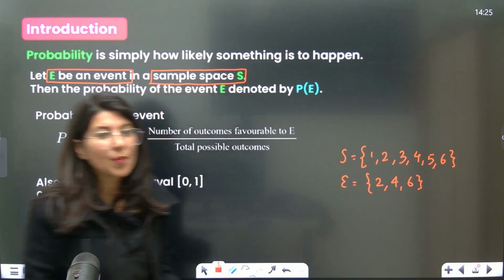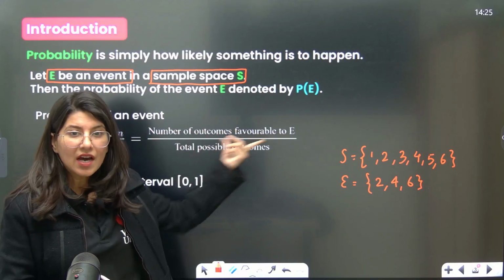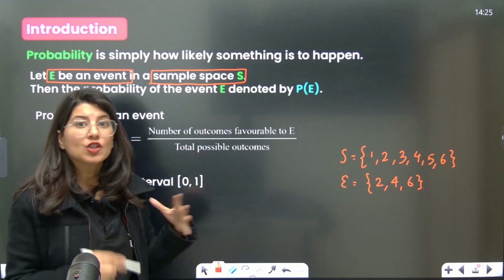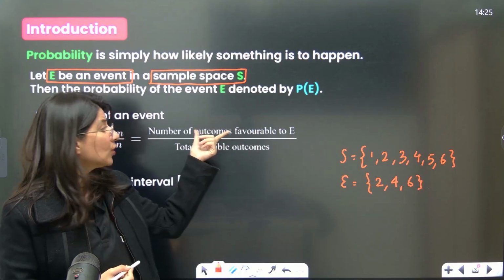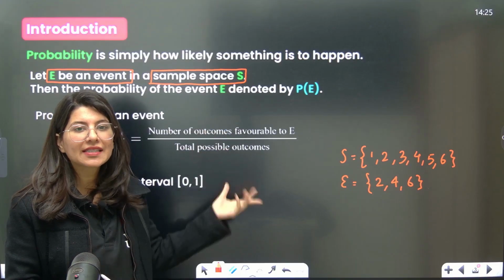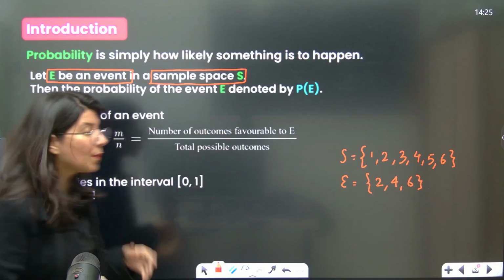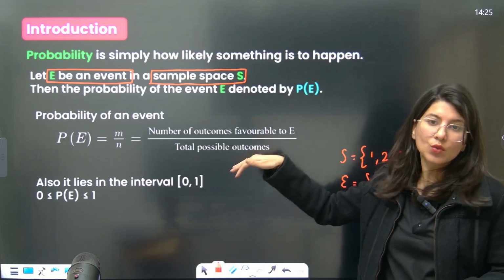Okay, so now probability will be what? Number of favorable outcomes upon total number of outcomes. So probability of getting an even number in this example will be what? Total number of favorable outcomes will be 3 and this is 6. 3 by 6 will be 1 by 2. Probability is what? Favorable outcomes number and total outcomes number.